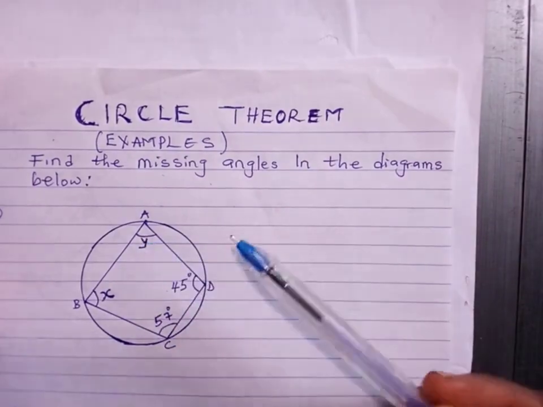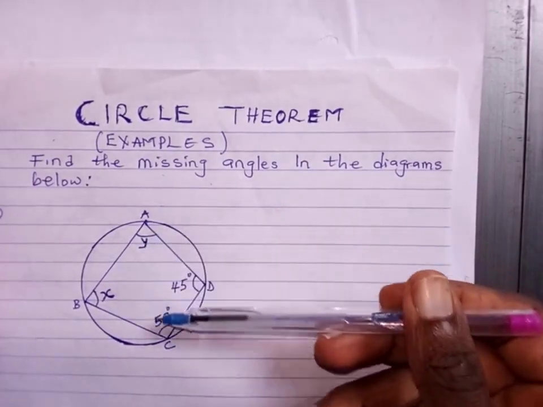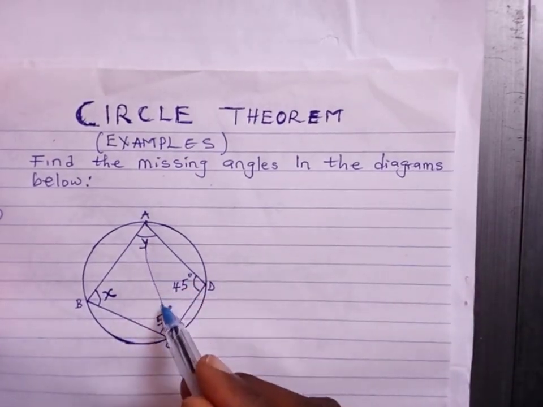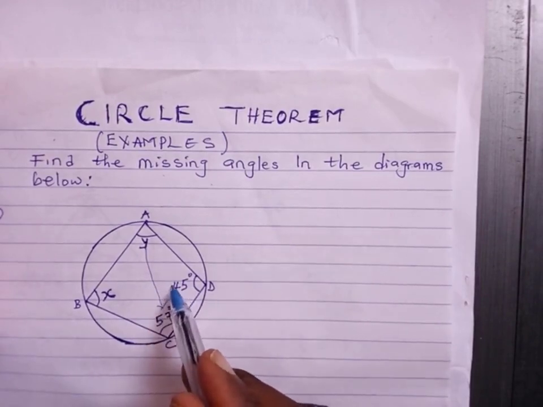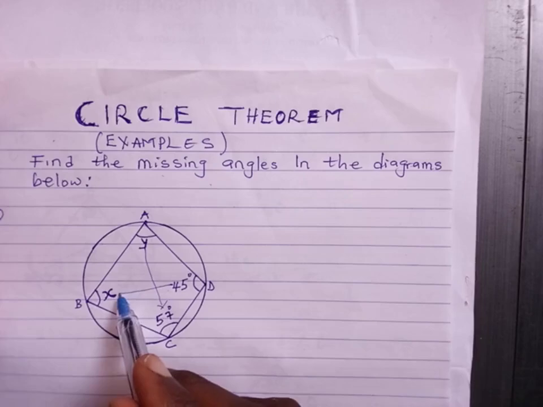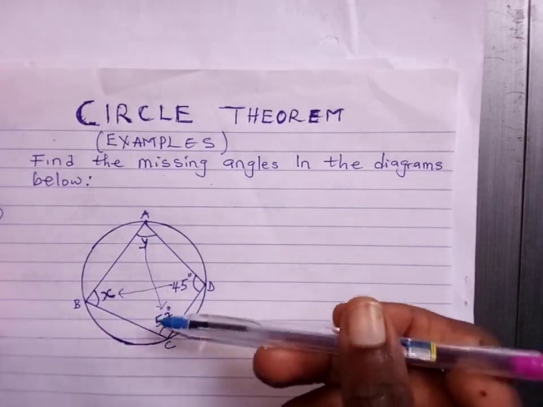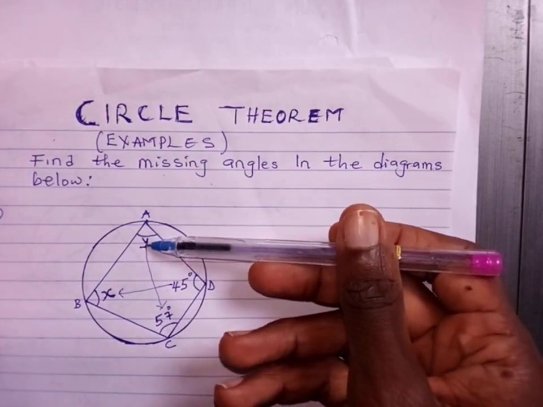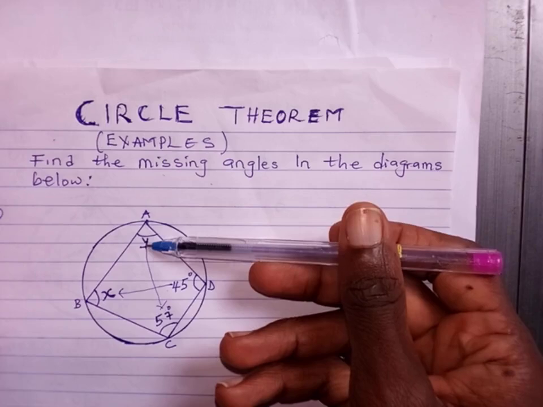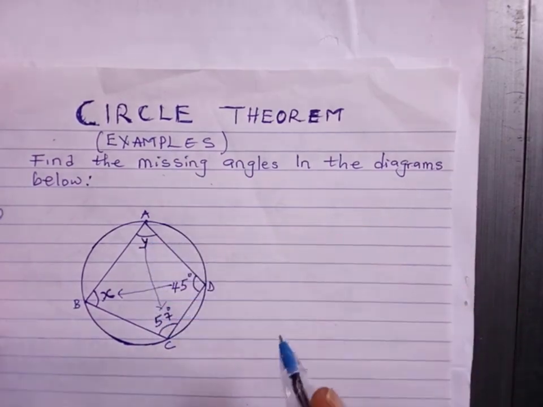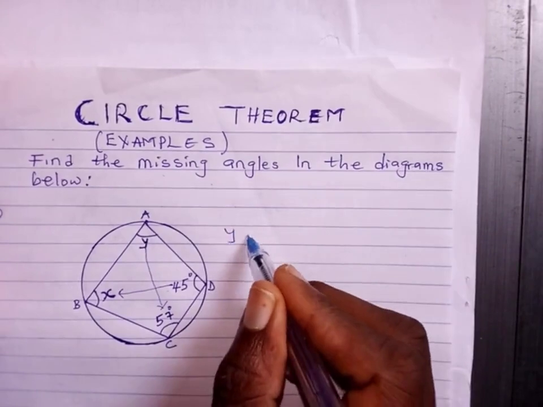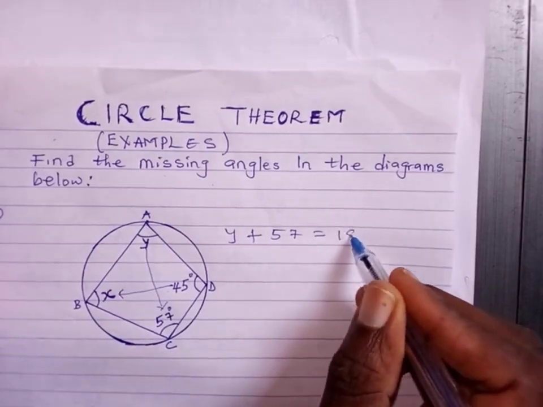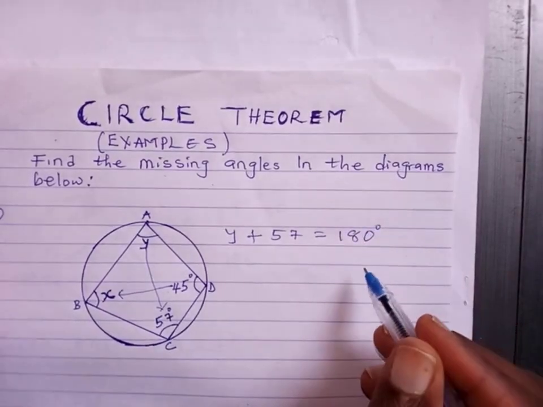Following theorem 6, Y plus 57 are opposite to each other. So this is opposite to this. And 45 is opposite to X. So I will add up 57 plus Y, and it's going to give us 180. Following the rule, they are going to be supplementary. So it follows that Y plus 57 is equal to 180 degrees.